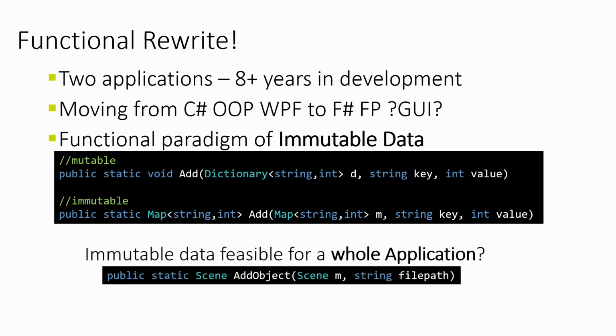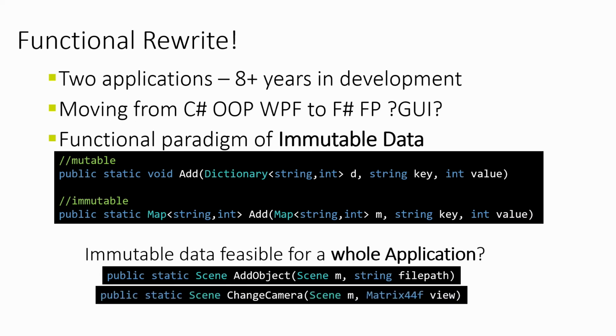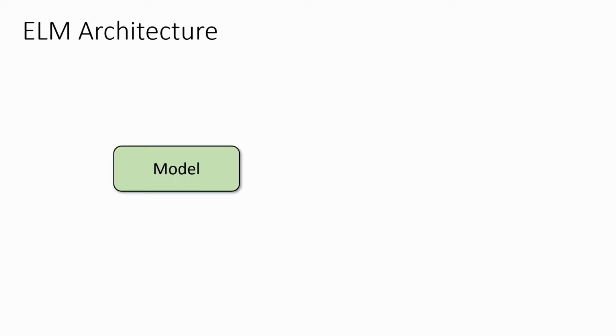So is this immutable data concept feasible for a whole application? We add an object to a 3D scene, and we get a new scene. Sounds okay, if our scenes are light and there's not a lot of data introduced, but this immutable data concept is really pervasive. So if we change the camera in a 3D scene, we also get a new scene. So is this really possible to have high frequency updates with always generating everything newly?